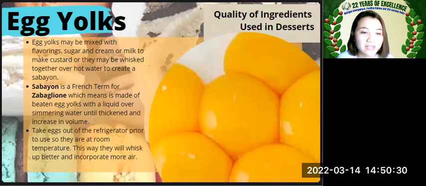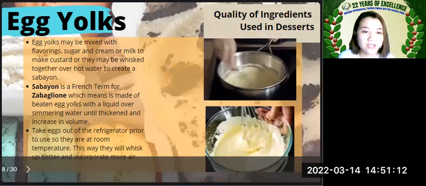Next one, we have the egg yolks. Egg yolks may be mixed with flavorings, sugar and cream or milk to make custard, or they may be whisked together over hot water to create sabayon. Sabayon is a French term, or zabaglione, which is made of beaten egg yolks with liquid over simmering water until thickened and increased in volume. Take eggs out of the refrigerator prior to use so they are at room temperature. This way they will whisk up better and incorporate more air.